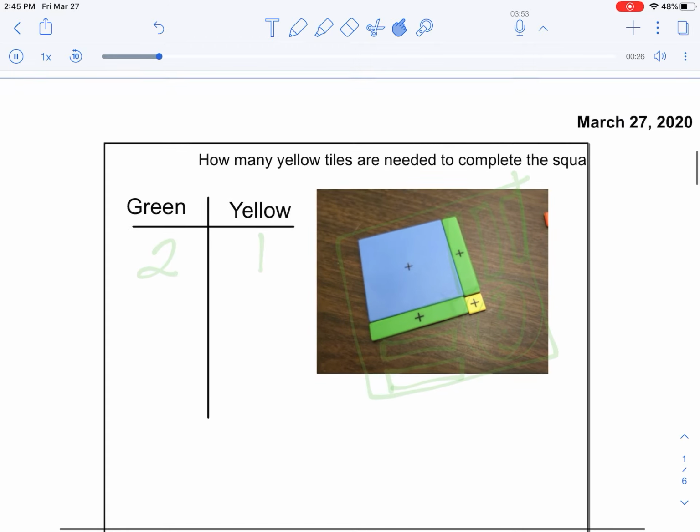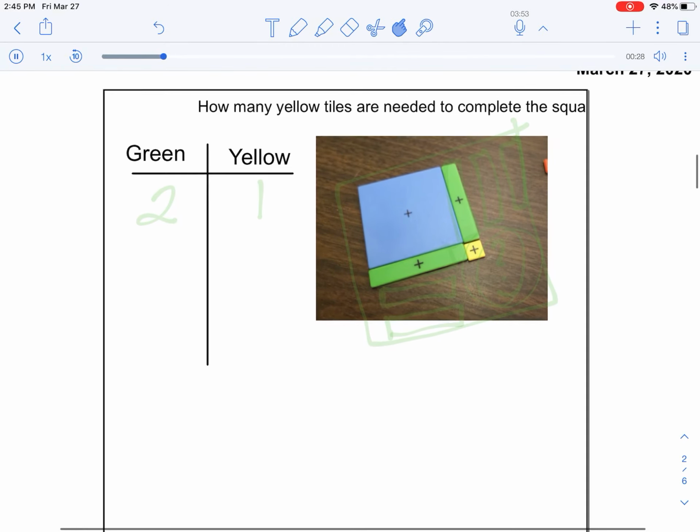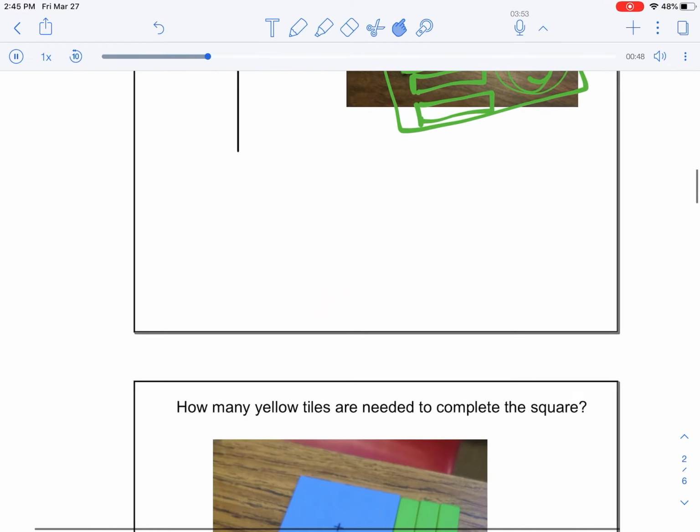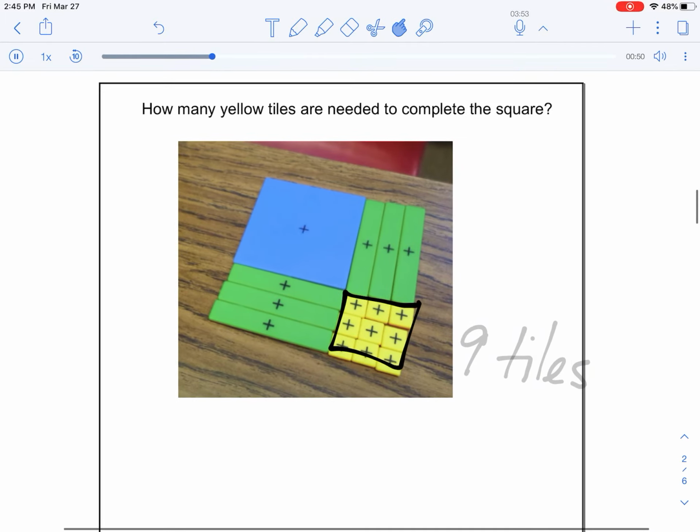Okay, a geometry problem. How many yellow tiles are needed to complete the square? Well, when I have 2 green tiles, I need only 1 yellow tile. What if I have 3 green tiles right here? How many yellow tiles would I need in order to form a perfect square? So the perfect square would have to be this entire area right there. How many yellow tiles do I need? And taking a look at this picture, it would form a 3 by 3 down here, so that would be 9 tiles.